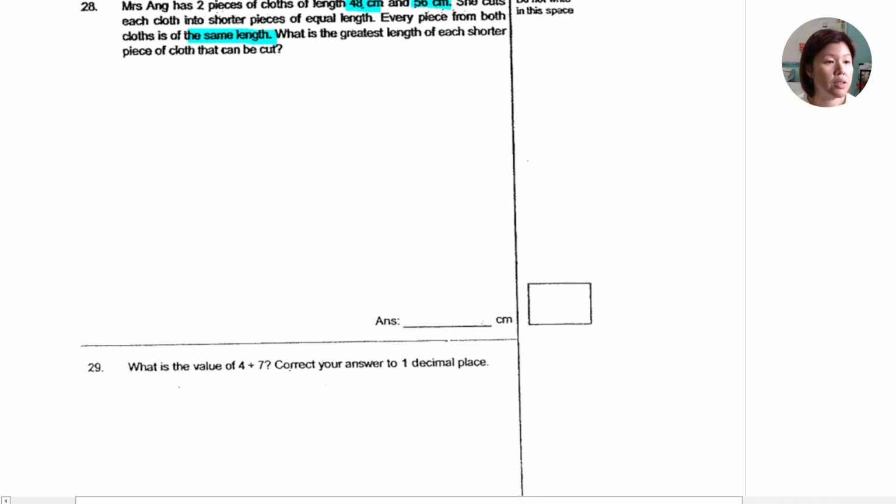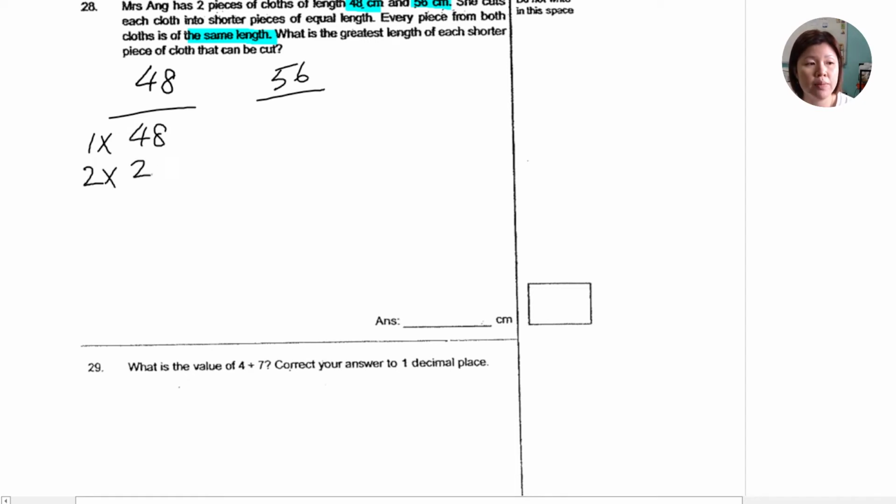Okay, so here, the factors of 48 and 56. So 1 times 48. 48 can be divided by 2, so it's 2 times 24. And 48 can be divided by 3. We can double check here.